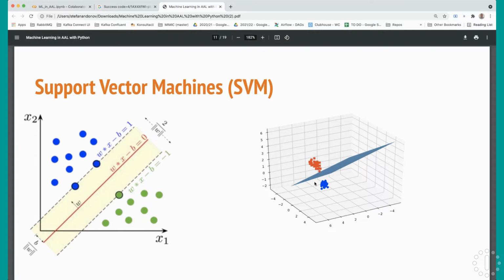Let's take a look at how that looks when we have it in three-dimensional space. The hyperplane now is not just a line. It's more complex. But as we can see, it's separating the red from the blue instances over here.